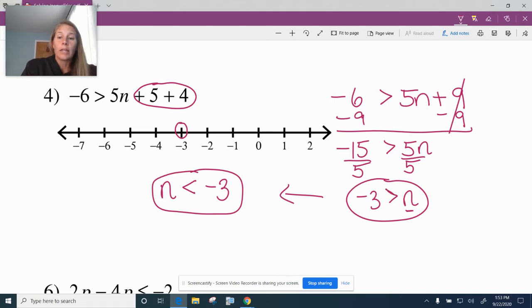Now notice here, my inequality is opening, so it's like eating the negative 3 and pointing to the n. It's still doing the same thing when I rewrite it in reverse, okay? So if you're going to flip-flop the n and the negative 3, you have to change the direction of the inequality sign as well. So now I know that n is less than negative 3, so that would go to the left, so it's going to go in this direction here.